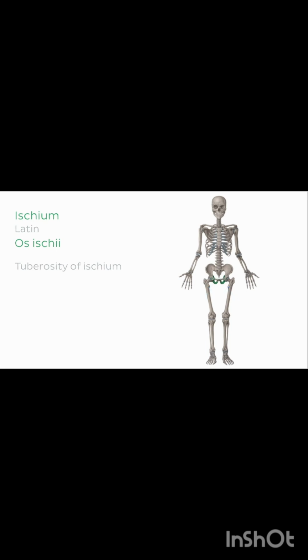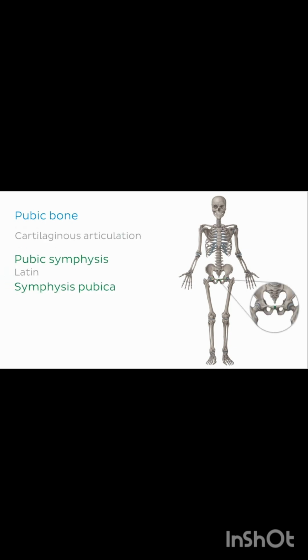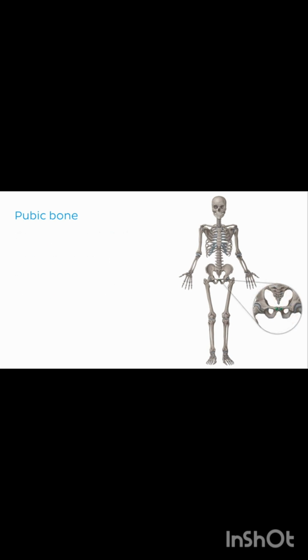The final bone that makes up the hip bone is the pubis, or the pubic bone. The two pubic bones are united via a cartilaginous articulation called the pubic symphysis, seen here in the image on the right. On either side of the pubic symphysis is a tubercle known as the pubic tubercle.